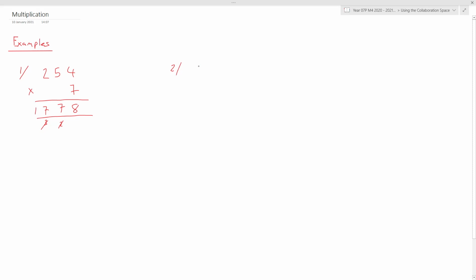Let's try 436 times 5. Okay. So 5 sixes are 30. So 0, carry the 3. 5 threes are 15. Plus the 3 is 18. So 8, carry the 1. Don't forget to cross the 3 out. And then 5 fours are 20, plus the 1 gives us 21. So 2,180. Let's try a third one.